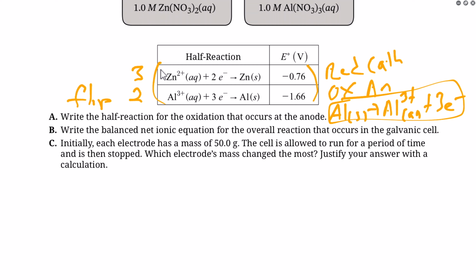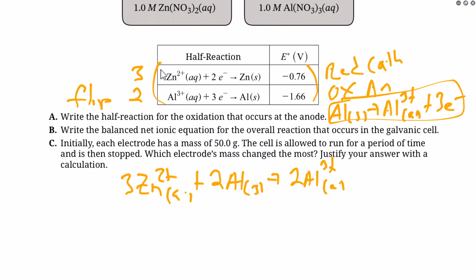So when we write this out, we're going to have 3 Zn2+, that's aqueous, plus 2 aluminum, that's solid, arrow, 2 Al3+, that's aqueous, and 3 solid zincs. Okay, so there's the full overall reaction here. It says initially, each electrode has a mass of 50 grams. When the cell is allowed to run for a period of time and is then stopped, which electrode's mass changed the most? And justify with the calculation.